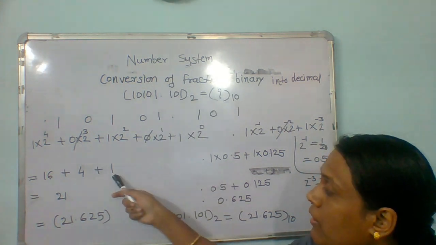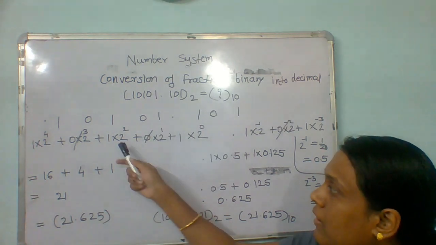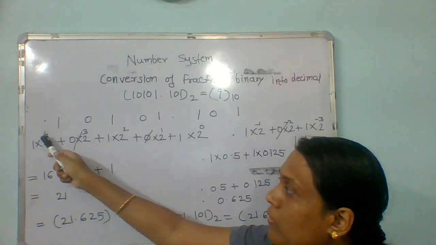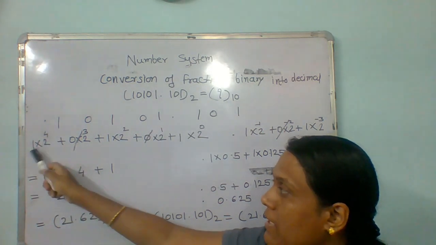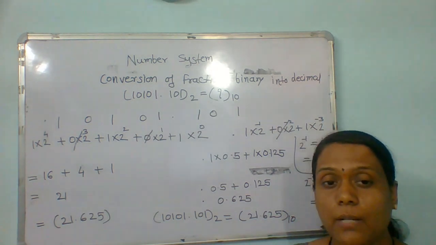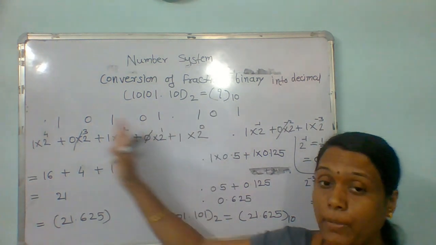So 2 raised to 0 is 1. So 1 into 1, 1 is there. Then 2 raised to 2, 4. 4 into 1, 4. And 2 raised to 4, that is 16. 16 into 1, 16. So addition becomes 21. So this is about the number which comes before the decimal.